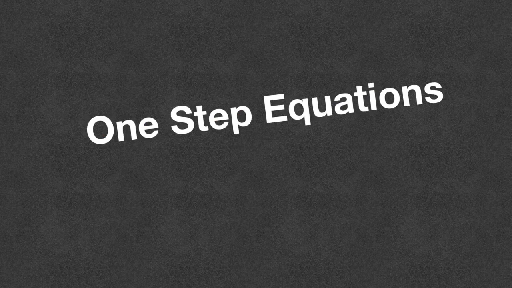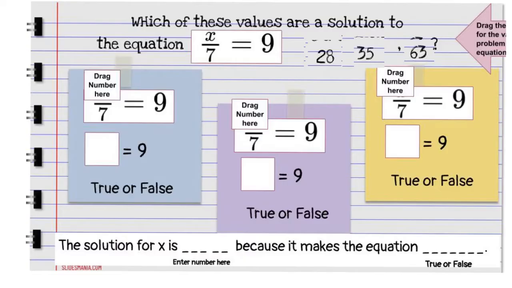So now that we know what substitution is, we're going to look at one-step equations that you learned in 6th grade. We're going to look at this question. Which of these values are a solution to the equation x divided by 7 equals 9? The values 28, 35, or 63. One of these numbers will make this equation true, so we have to see which one would be our solution.